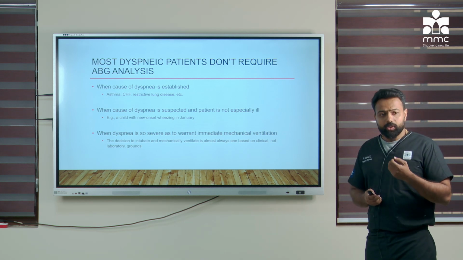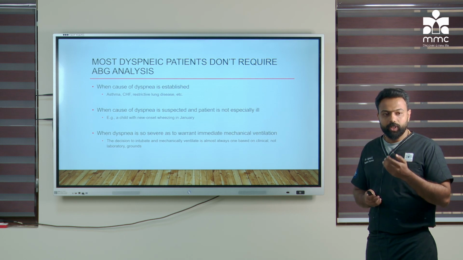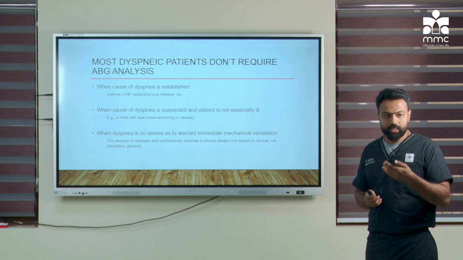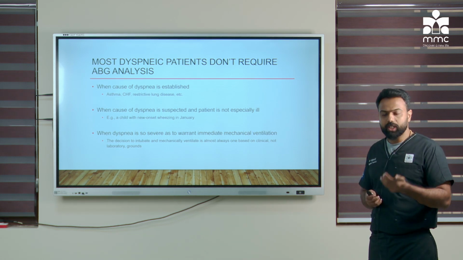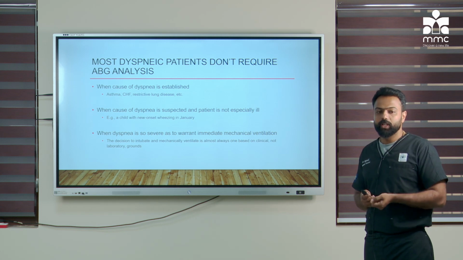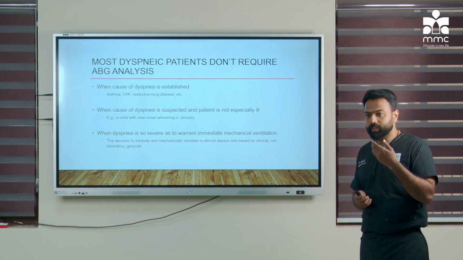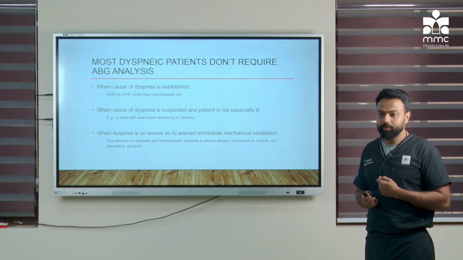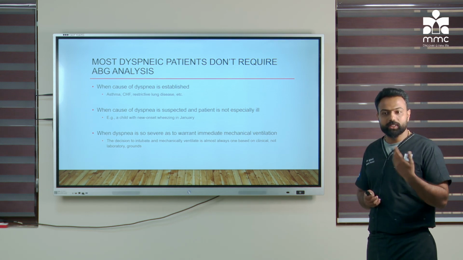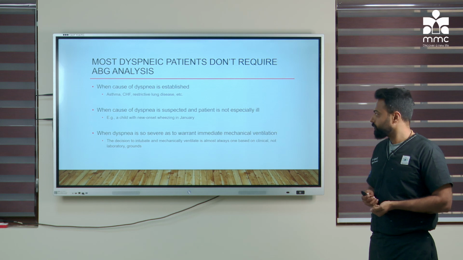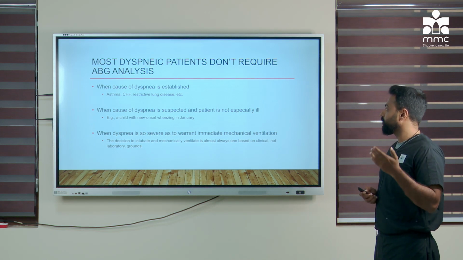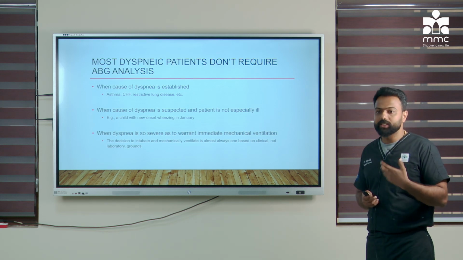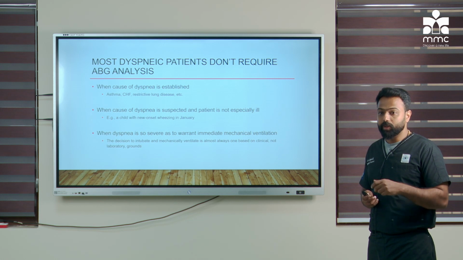So even though these are the indications, most of the time we don't need an ABG to analyze the patient's condition, even if the patient is dyspneic or in whatever condition, because the condition is already established. If a known case of bronchial asthma comes with an exacerbation, we know this patient is having a bronchial asthma exacerbation. To diagnose, I don't need an ABG, right? So it's not a good practice that all dyspneic patients have to be evaluated with ABG. If the cause of dyspnea is suspected and the patient is not especially ill, somebody is having dyspnea but is not that ill, that is again not an indication for doing an ABG.